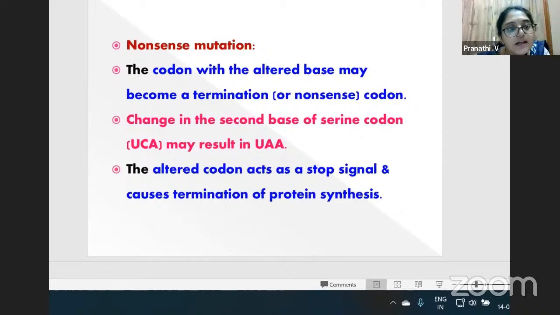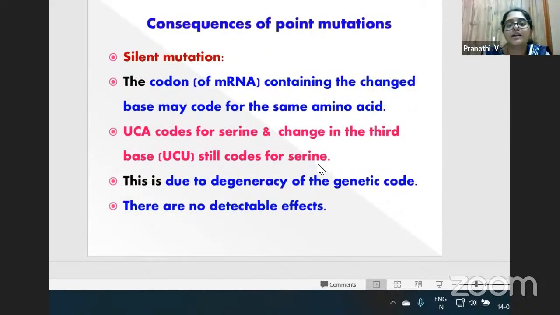So in the case of silent mutations, the codon containing the changed base may code for the same amino acid. So UCA is for serine. Even if the third base gets changed, it will code for serine. This is again because of the degeneracy of the genetic code. So it is not exactly determined or detected unless you do the genetic sequencing. So this is about the different kinds of silent mutations.